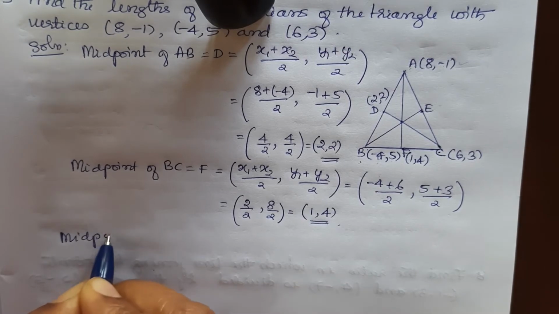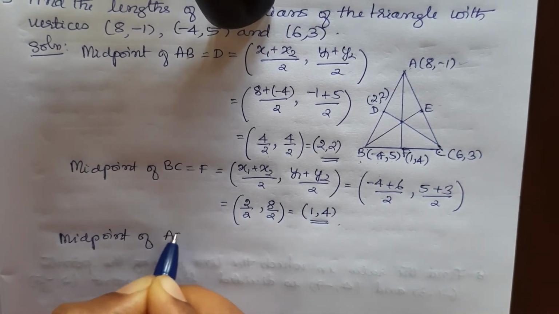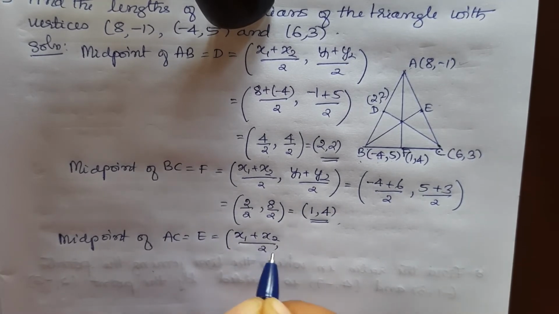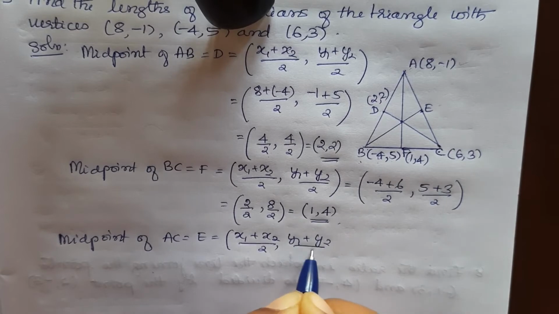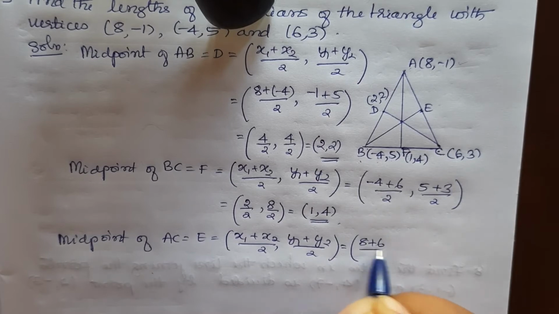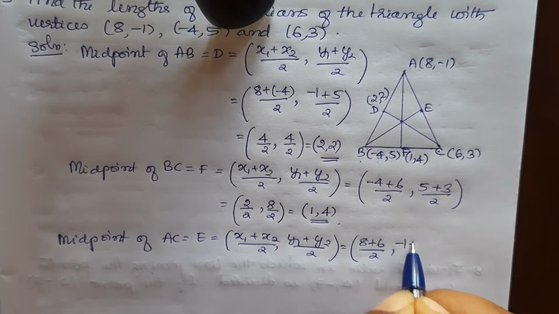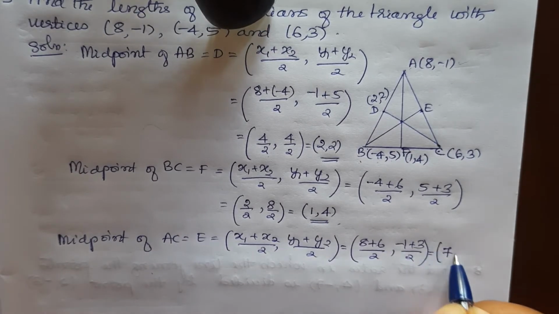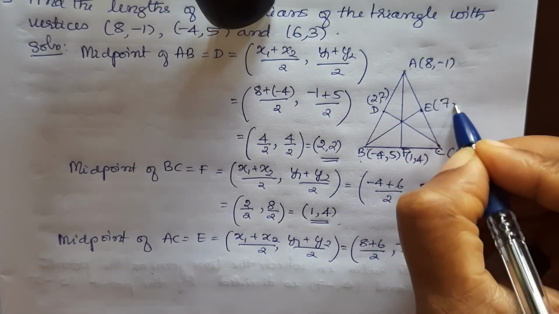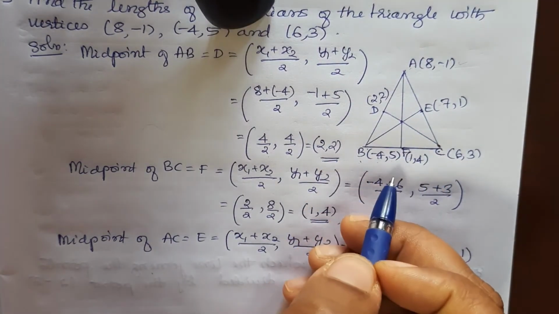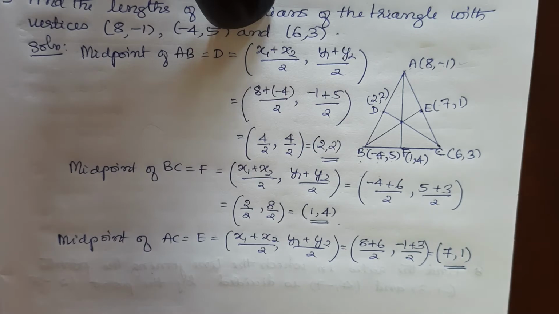That is E. Also we'll write the formula (x1 plus x2)/2, (y1 plus y2)/2, that is (8 plus 6)/2, comma (minus 1 plus 3)/2. 8 plus 6 is 14 by 2, that is 7; 3 minus 1 is 2, 2 by 2 is 1. Therefore this point is (7, 1). We know the coordinates of all the midpoints of all the three sides.